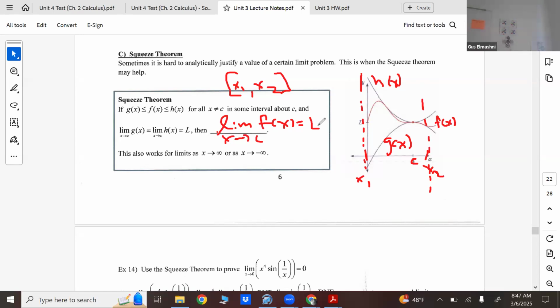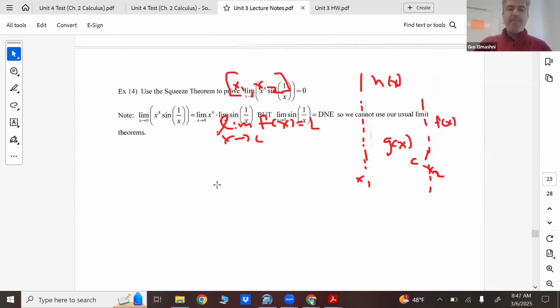But all it's really saying is that, hey, you've got a top function, you've got a bottom function, you've got a function in the middle. Whatever the limits are for the top and bottom, if they have the same limit at a certain x value, then you can assume the same thing for the one in between. It has to be, right? Because it's in between the two. How do you prove it's in between? That's what we're going to do right now. Let's look at example 14.